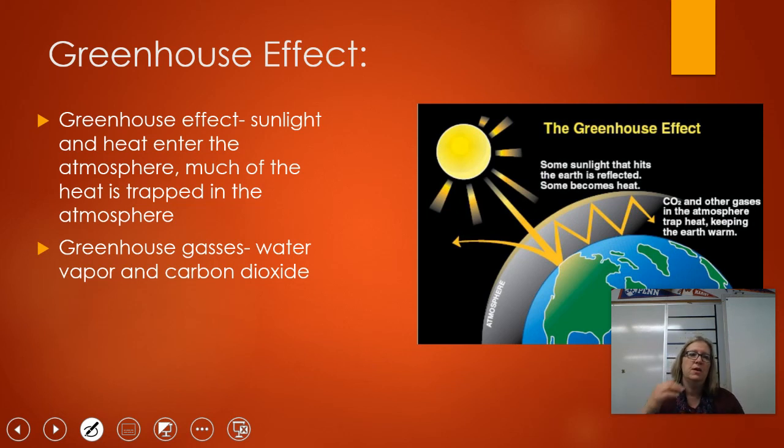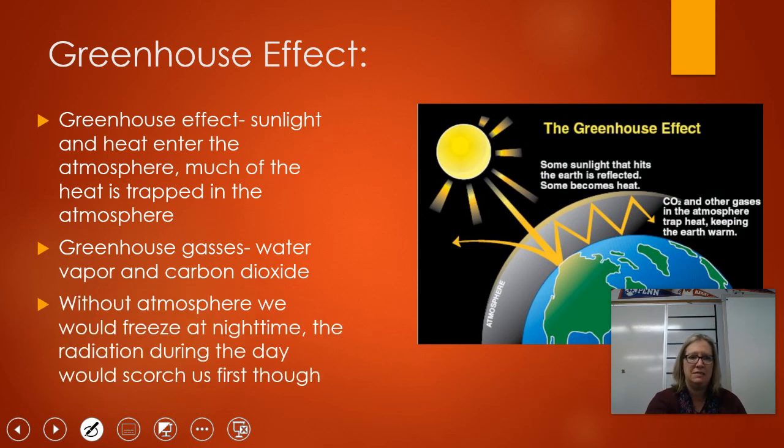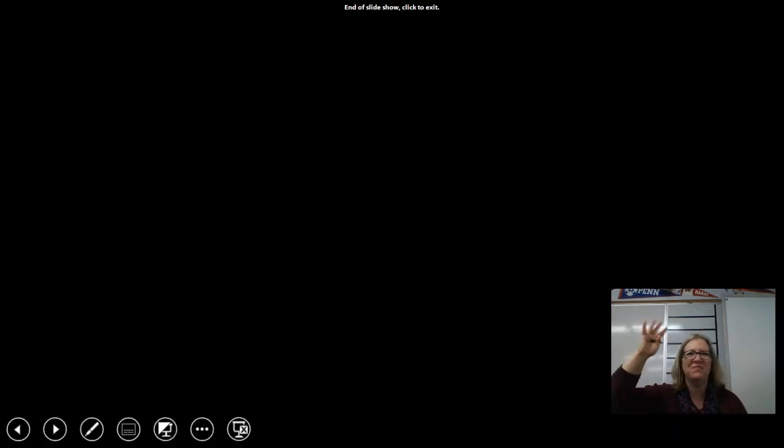Okay. Water vapor and carbon dioxide are our two main greenhouse gases. Okay. So without the atmosphere, when the sun was on the other side of the planet, we'd freeze. It'd be so cold. There'd be no heat trapped, and we would freeze. Without it, the radiation of the sun would scorch us anyway, so it kind of wouldn't matter that we'd freeze because we'd probably be dead anyway. So, yay, atmosphere. Thank you, God. Okay. End of chapter. Bye-bye.